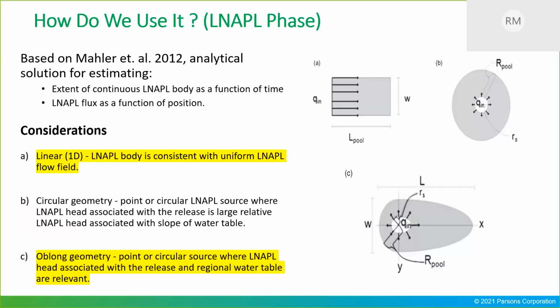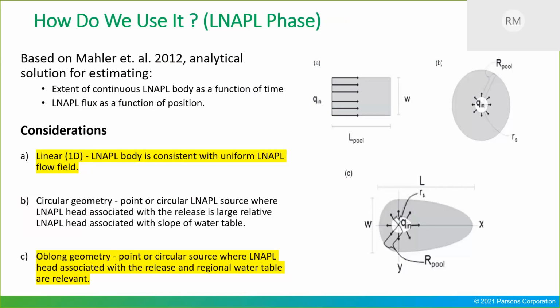Three NAPL bodies, or three NAPL geometries, were considered that are representative of field conditions. Here you can see the number 1 or A is linear 1D NAPL geometry, B is circular NAPL geometry, and D is oblong NAPL geometry. I'm not going to discuss in detail all these geometries and how we calculated the NAPL plume length and NAPL flux, which we'll be discussing in detail in our NAPL evaluation later on.